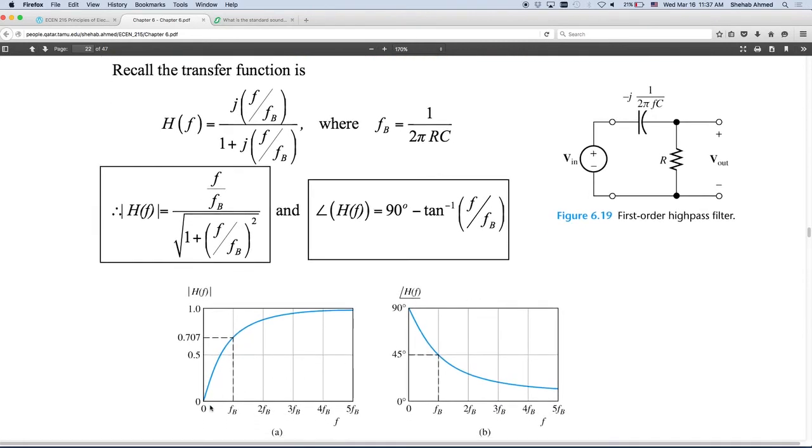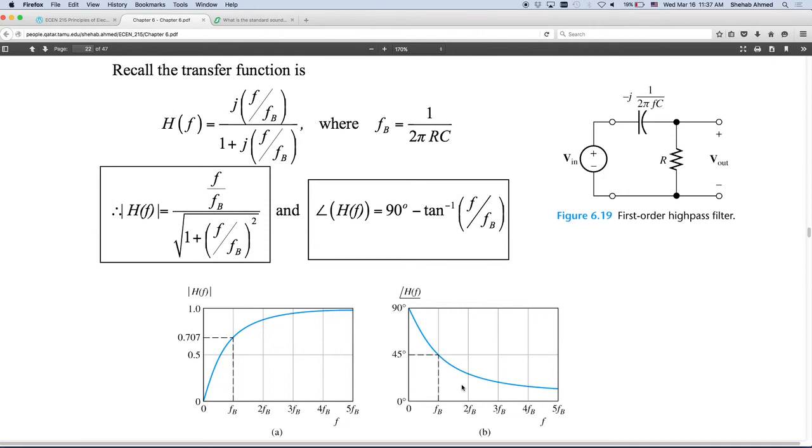As expected, this transfer function at high frequencies will allow the signal to go through and will not attenuate it. Right? The attenuation or the gain is 1 at high frequency. At low frequencies, it's blocking all these signals, attenuating the signal. And the phase will have some phase response.